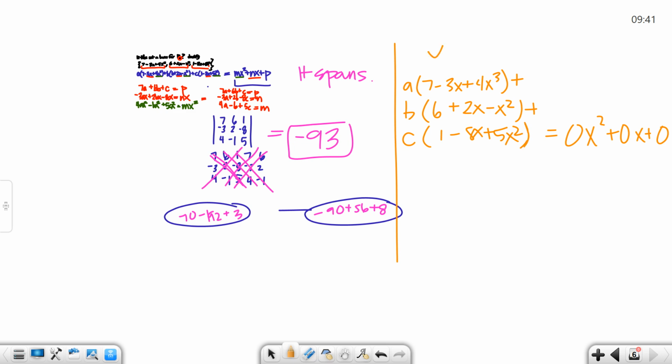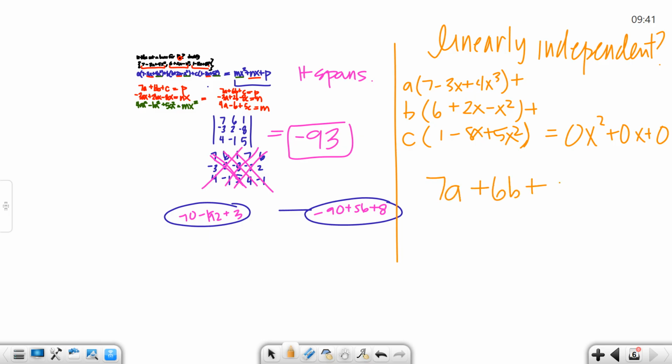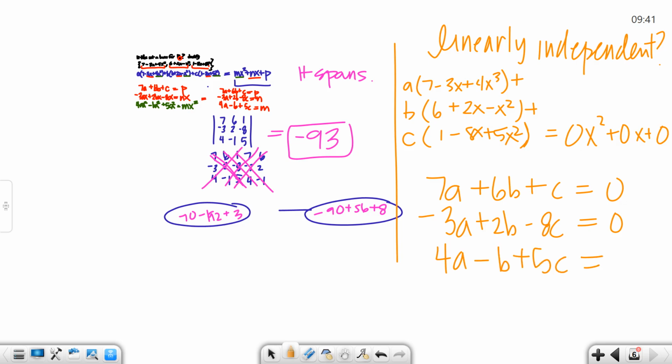Okay, so what we're doing with this orange one is we're checking to see if it's linearly independent. You have to do both pieces. Now, you don't have to write it all out because we know it's going to be the same matrix, but that's how you would set it up. So this one, of course, if you worked it out, you'd go back to the red and green steps over there. It'd look exactly the same as that, except you would have it equaling 0. So we'd have 7a plus 6b plus c equals 0. And negative 3a plus 2b minus 8c equals 0. And 4a minus b plus 5c equals 0.